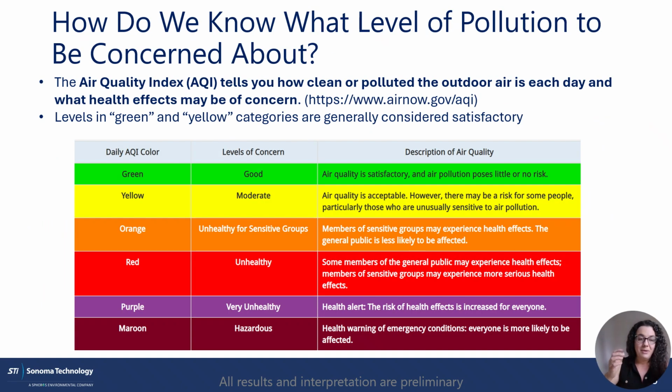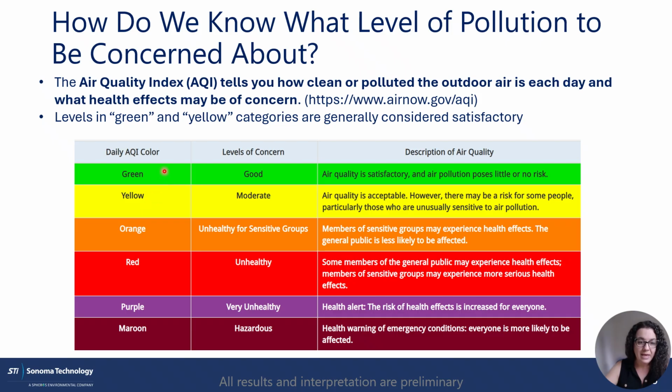So now that we know, again, what particles are, how they affect us, and now where they come from, how do we know what level of pollution to be concerned about? That's where this tool called the Air Quality Index comes into play. You may have heard of this. It's often talked about during wildfire season and during smoke events. What the Air Quality Index does is it tells us how clean or polluted the outdoor air is each day. And it also tells us what health effects might be of concern at these different levels.